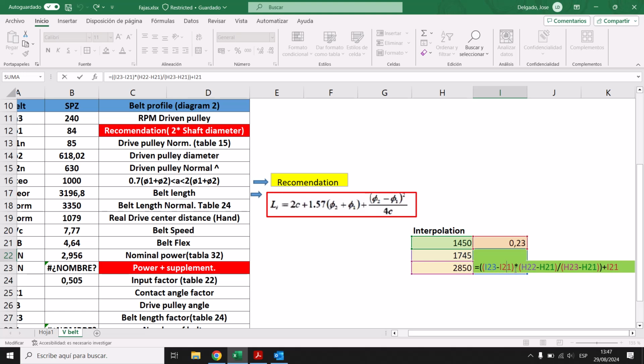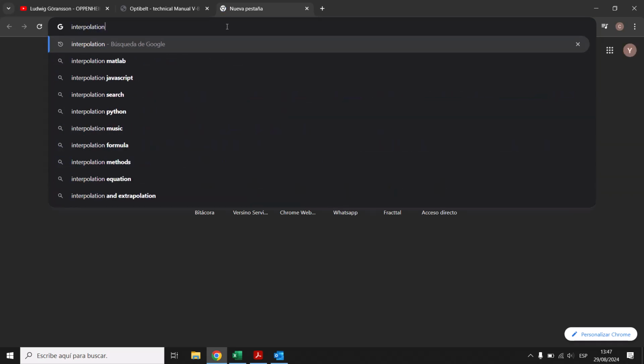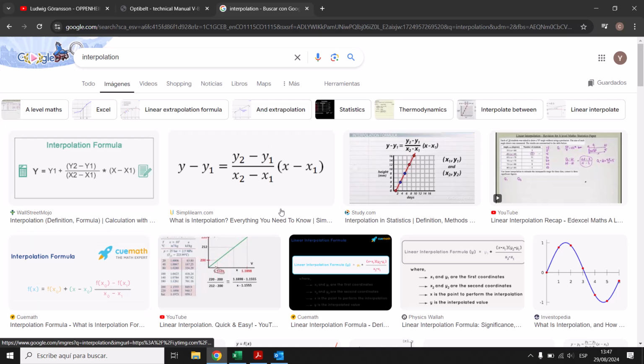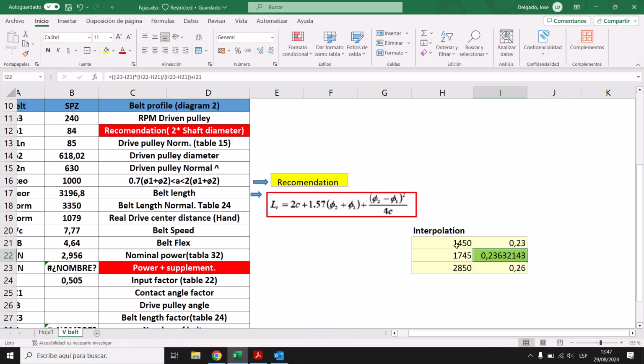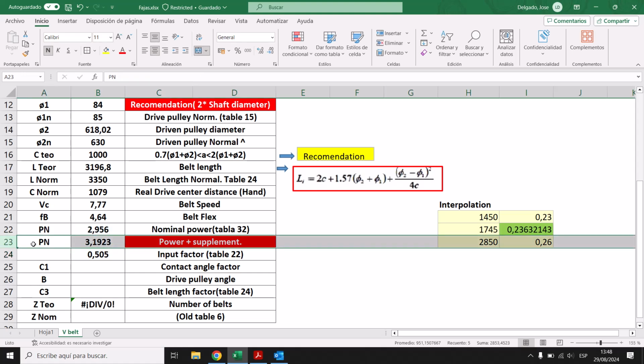or you can search it on the internet. Interpolation. As you can see, you have it. You can just search it. And I put 0.2363. Okay, so this is the value that we should put. As you can see, this power plus supplement. So you should just put this plus what I have, 0.236. I know that I could put another row with this, but well, it's already done.